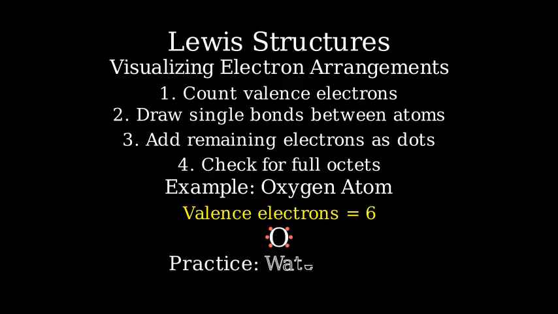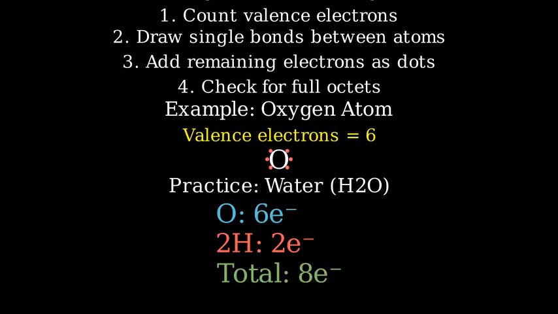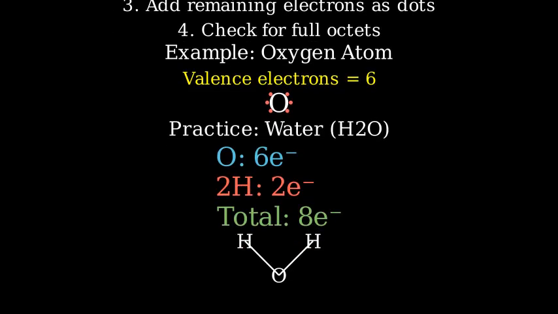Now let's try a practice problem, drawing the Lewis structure for water, H2O. First, let's count the valence electrons. Oxygen has 6, and each hydrogen has 1, for a total of 8 valence electrons. Next, we arrange the atoms with oxygen in the center and draw single bonds to the hydrogens. This uses 4 electrons. Finally, we add the remaining 4 electrons as 2 lone pairs on oxygen.